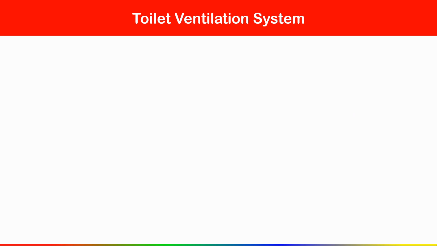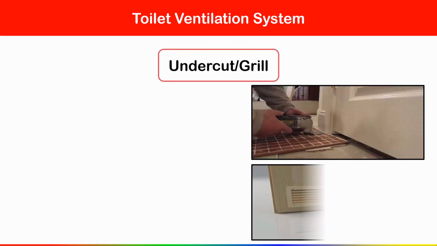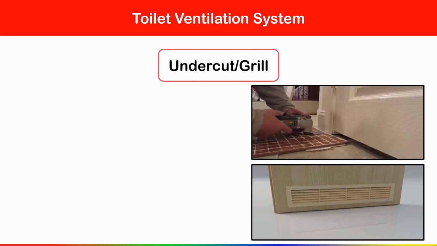Now here you can see how to calculate the size of grill or door undercut, all these things. So undercut or grill. See, door undercut means what? In the bottom part of this door we have a gap, and this is a standard gap we have to give. Around a 1-inch gap we have to maintain. So with the help of this door undercut you can supply fresh air to the toilet, or otherwise we have to install the grill on the door.